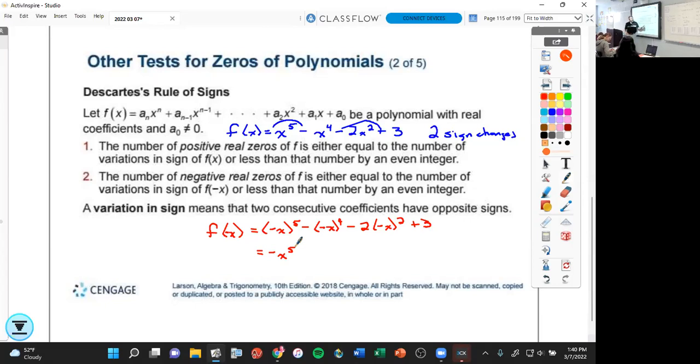Okay. What happens when you take a negative x and raise it to an even power? It becomes positive. So this is a positive x to the fourth, just like this one, so the sign stays the same. How about this negative x squared? What's going to happen to the sign? It's even, so it stays the same.